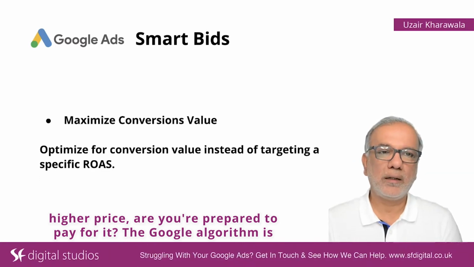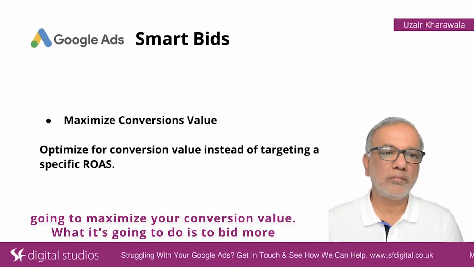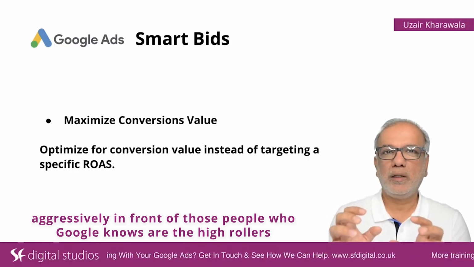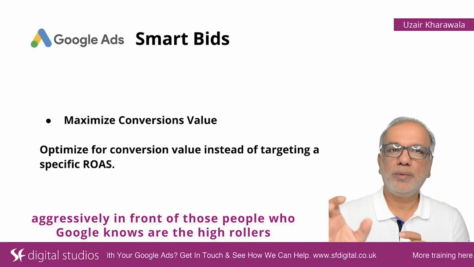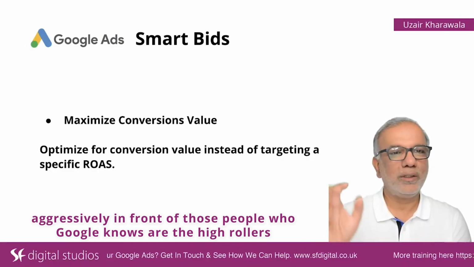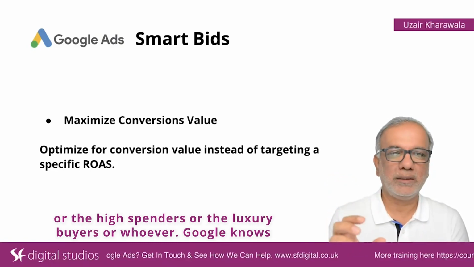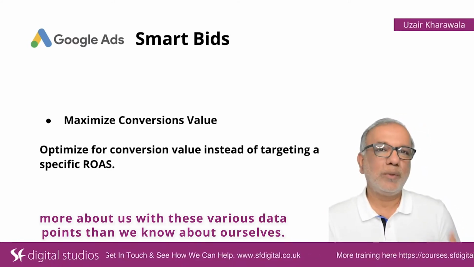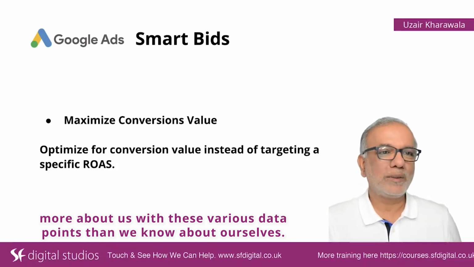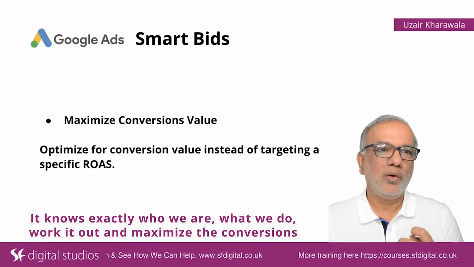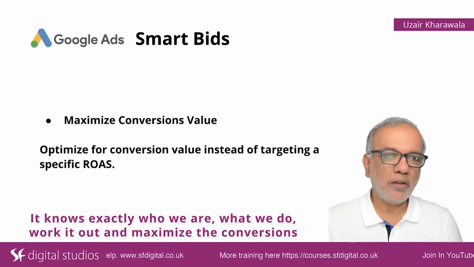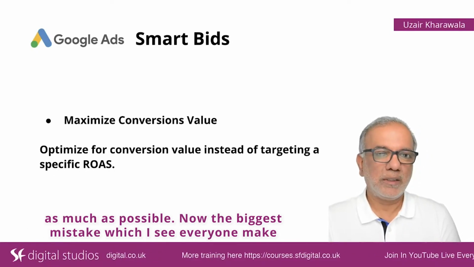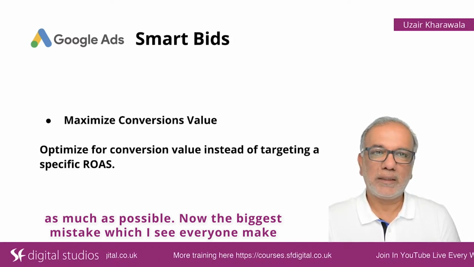The Google algorithm is going to maximize your conversion value. What it's going to do is bid more aggressively in front of those people who Google knows are the high rollers or the high spenders or the luxury buyers or whoever. Google knows more about us with these various data points than we know about ourselves. It knows exactly who we are, what we do, works it out, and maximizes the conversions as much as possible.